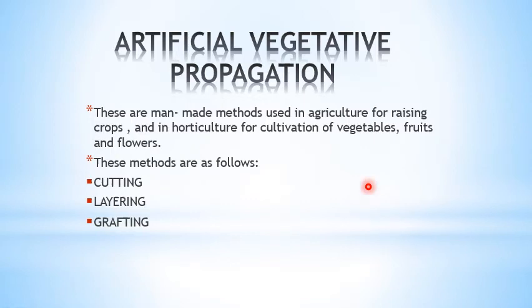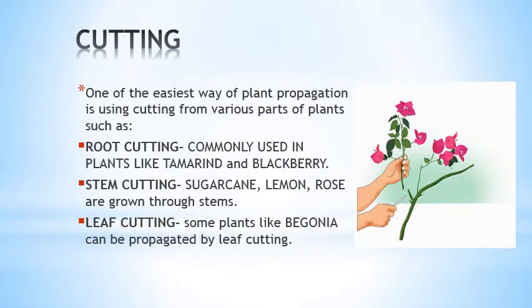Now next comes your artificial propagation. These are man-made methods used in agriculture for raising crops, and in horticulture for the cultivation of vegetables, fruits and flowers. Horticulture means the commercial way of using particular vegetation, and these methods are as follows: cutting, layering and grafting. So first we are discussing cutting.